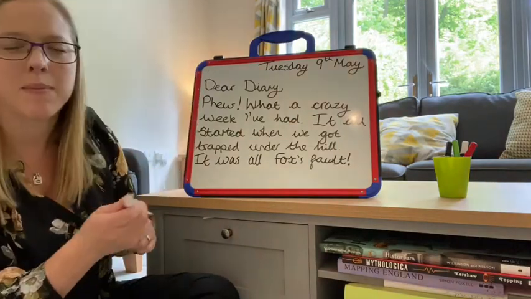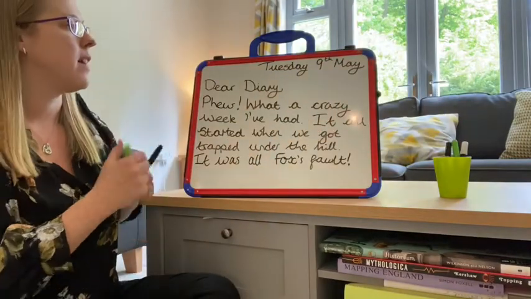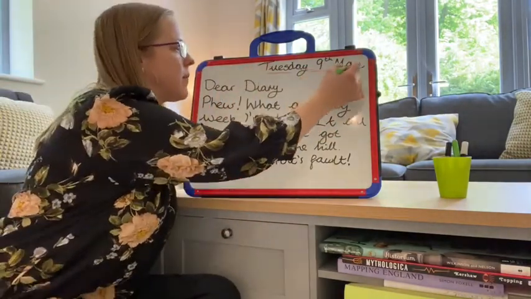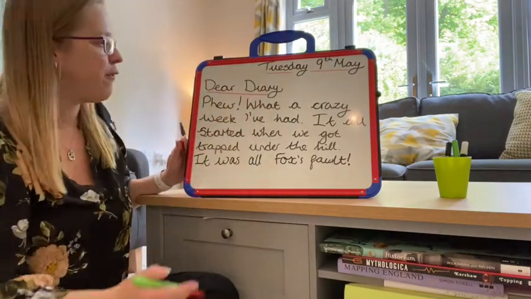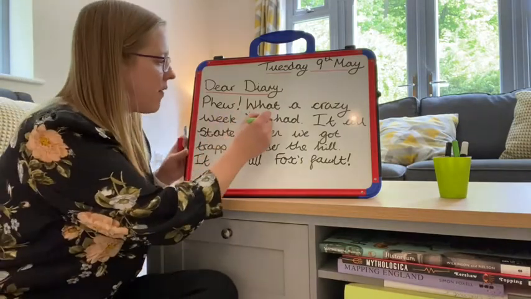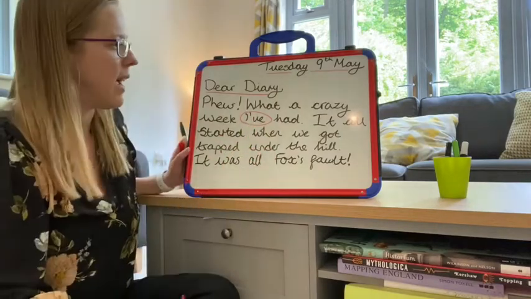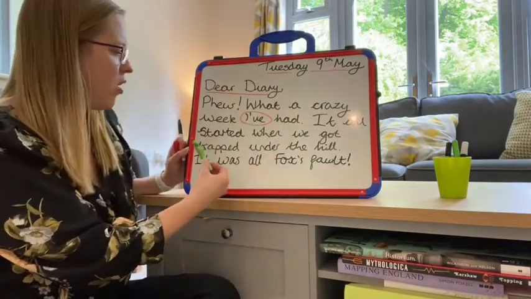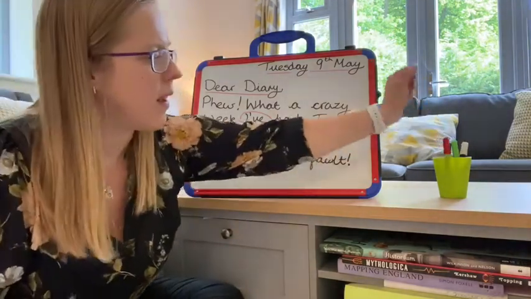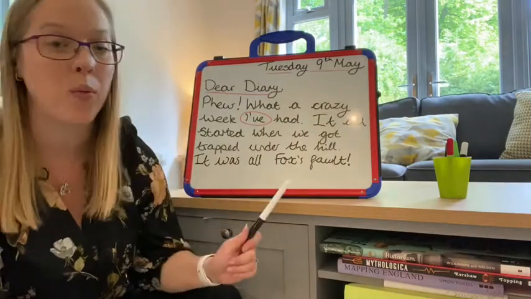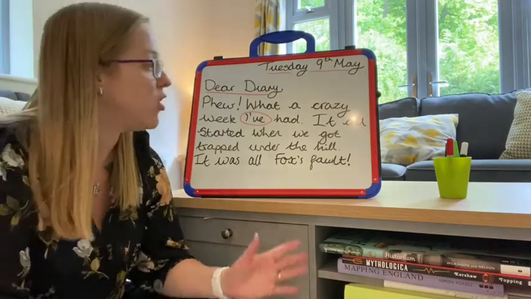Let's go back to the beginning, and I'm just going to check for those features that we were talking about and see how I'm getting on with including them. So I've got my date, Tuesday 9th of May. I've got my starter, Dear Diary. For you, what a crazy week I've had. I've got my first person pronoun, and I've got quite a conversational tone there. It's quite informal language. It all started when we got trapped under the hill. It was all Fox's fault, okay? Now, when you're doing your writing, I don't want you to underline the features here. I've just done that to highlight them for you. I just want you to try and do your best piece of writing, okay?